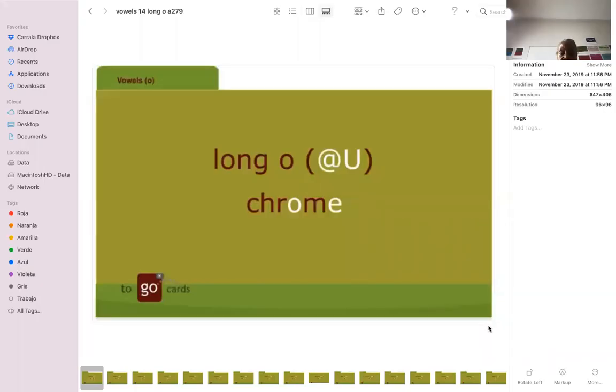Continuing with the long O sound, I want you to look at how it is represented phonetically. You don't just worry about how it's written, although you do have to worry because you have to know how to spell it. You can't use the phonetic spelling. Let me share the screen.